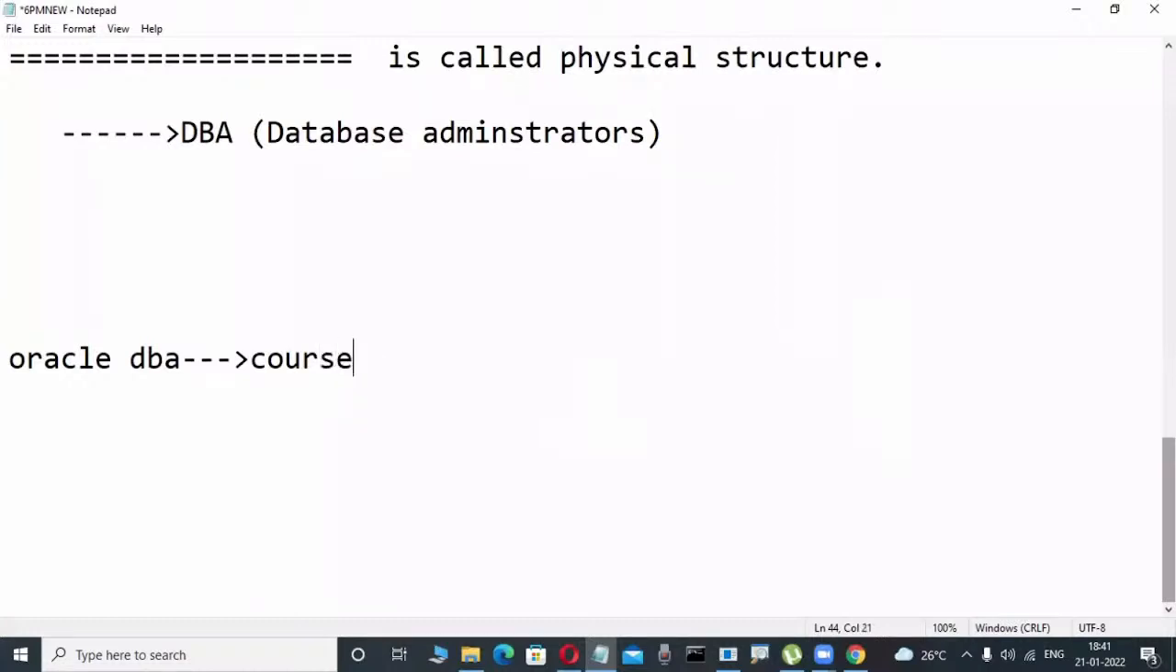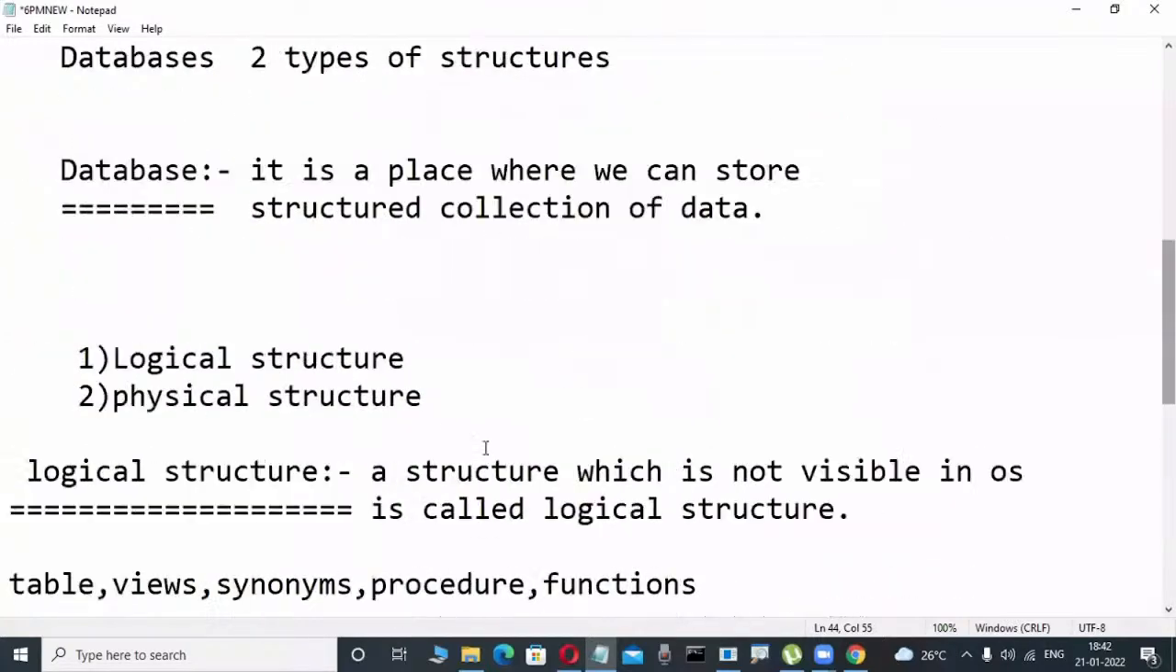Whenever I'm applying for a job as an Oracle DBA, I'm attending an interview. Observe here, the interviewer is asking, "Murali, what is a database?" They're asking, what is a database?